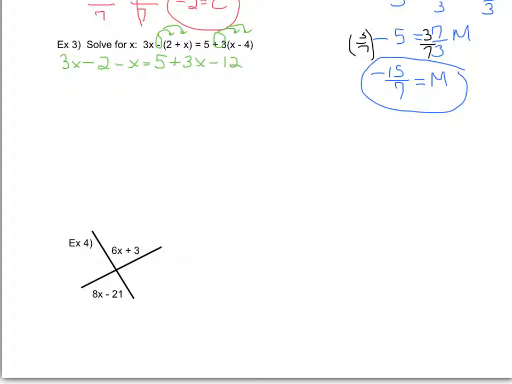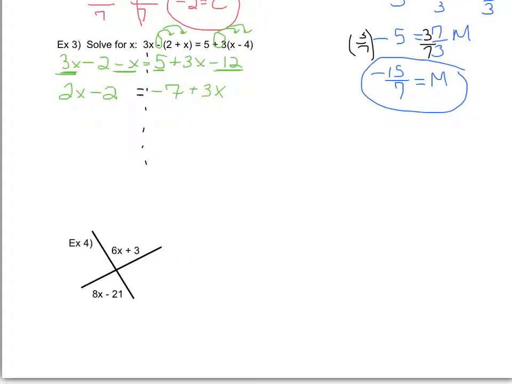I'm going to go ahead and say these are my two sides, and my next step tells me to combine like terms on each side. Well, on the left, I have a 3x minus x, which gives me a 2x. My minus 2 drops down. On the right, I have a 5 minus 12, giving me a negative 7, plus 3x drops down. I have to make sure and draw my equal sign in.